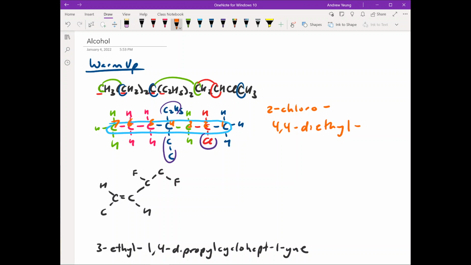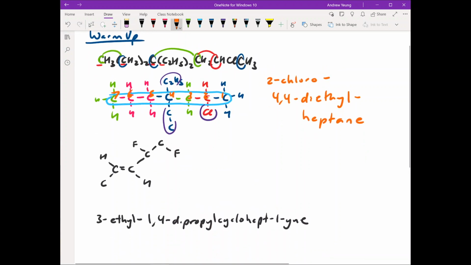The parent has 7 carbons. I'm looking at the structure. Everything looks like things are single bonded. So I'm back to just saying heptane. Hep for 7, and then A and E for a single bonded family. Moving on to the second one here.